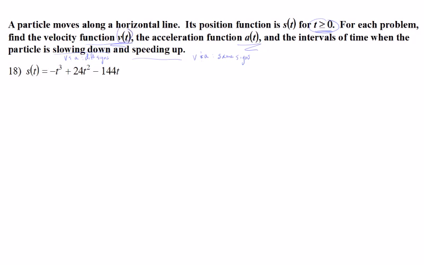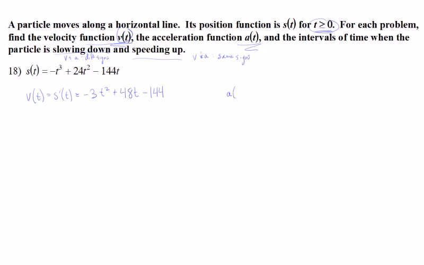So first, the velocity function. v of t is the derivative of the position function, right? So I'm just going to take the derivative of this. That part's hopefully becoming second nature to you now. Just some power rule here. The derivative of -t cubed is -3t squared. The derivative of 24t squared is 2 times 24, which is 48, and take away 1 from the exponent, so we get t to the first. And the derivative of a constant times a variable is just that constant. Okay, so that's our velocity function.